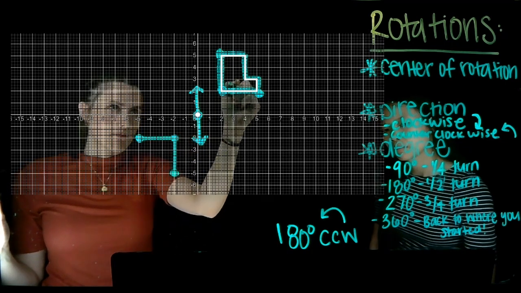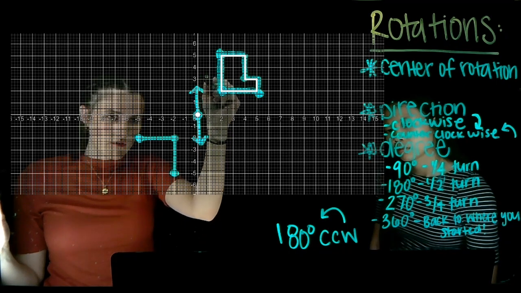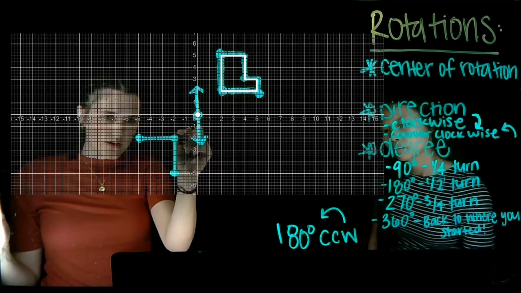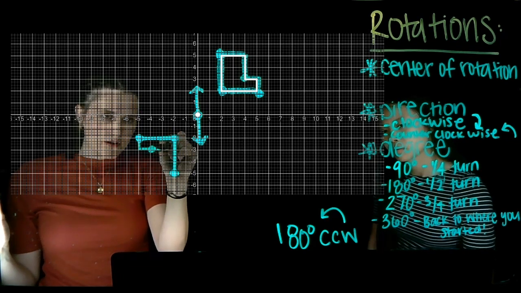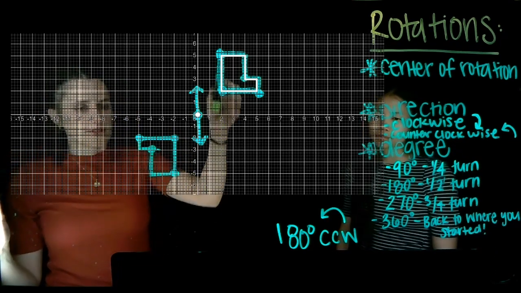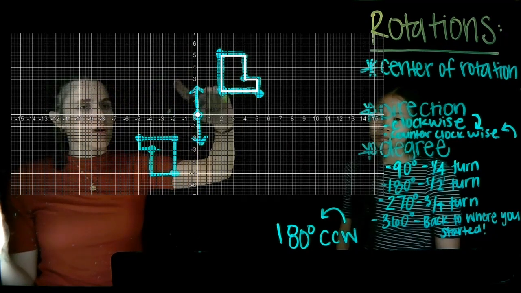And I'll maybe do one more point, this point right here. So from the center of rotation, I had to go up 3 over 4 to get to this point. So I'm going to go down 3 over 4 right here. And then I can finish drawing my shape. So we can see that if we start here at our original shape, this is rotated 180 degrees counterclockwise or 180 degrees.